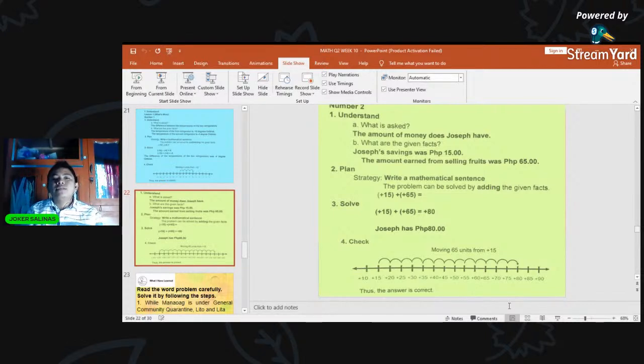So to add positive 15 plus positive 65. If you are still asking why we get positive 65, it is because of the word earn. Earn means positive. So positive 15 plus positive 65, you will get positive 80. So Joseph has 80 pesos. To check, you may check the number line there on our screen. Okay.